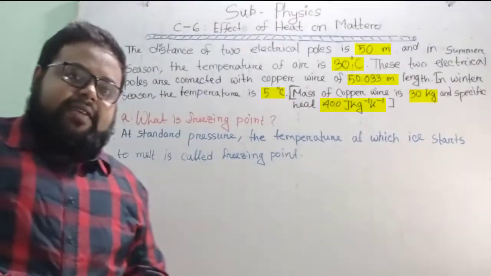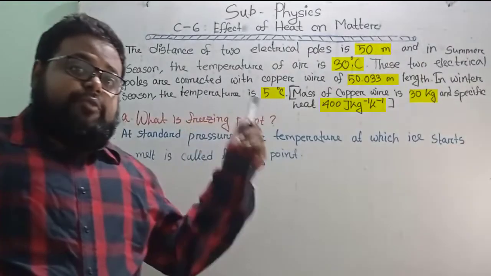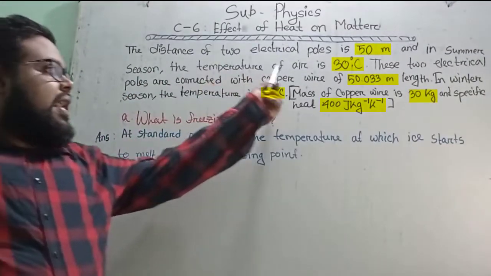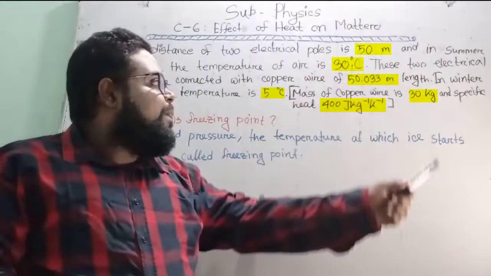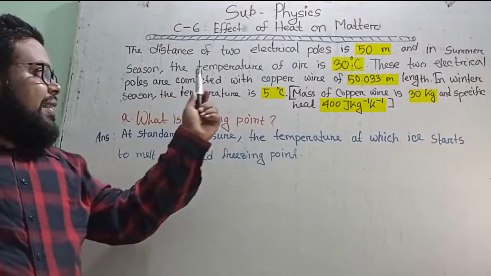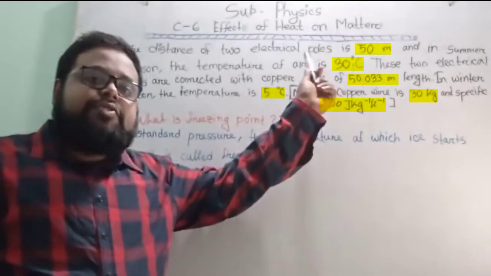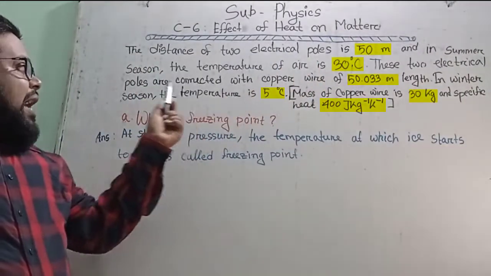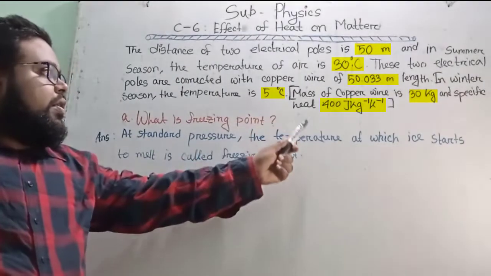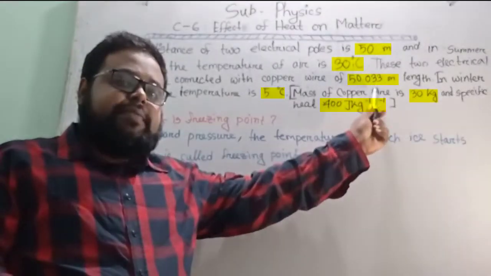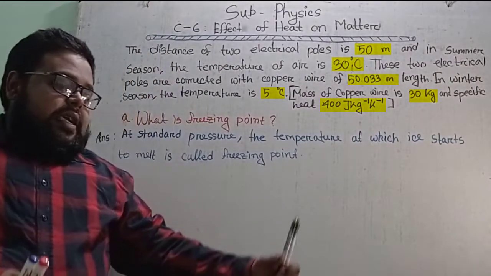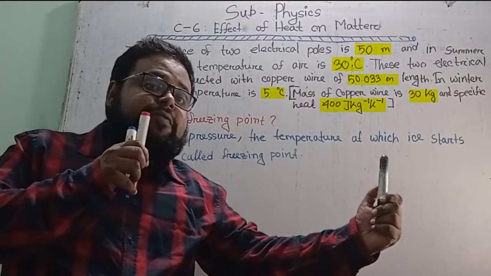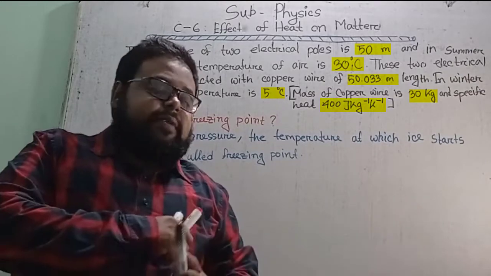Hello, my dear student. This is our first creative question. So, look at the stem. The distance of two electrical poles is 50 meters, and in the summer season, the temperature of the air is 30 degrees Celsius. These two electrical poles are connected with a copper wire of 50.033 meter length.